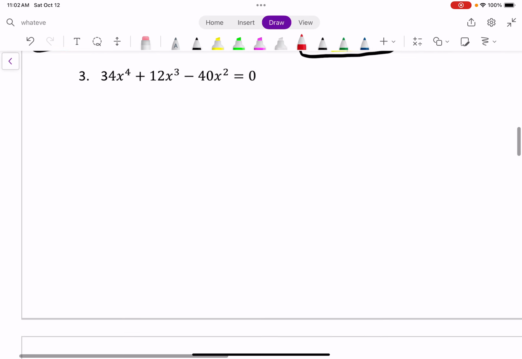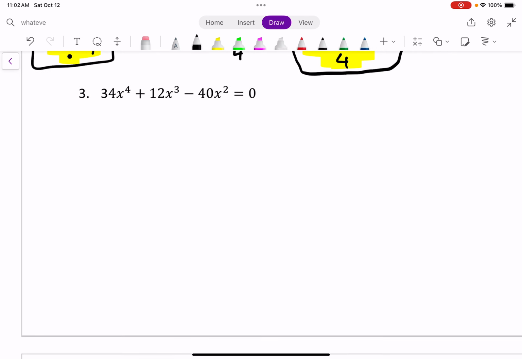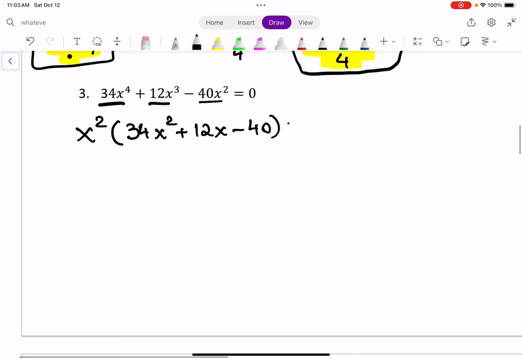Okay. So here's one more. Can we factor? Absolutely. There's a greatest common factor of x squared. So immediately we were able to take out two possible solutions. So x squared is equal to 0. That simply means x equals 0. This is a 0 of multiplicity 2. So x is 0 and x is 0. These are two solutions that look exactly the same, right?